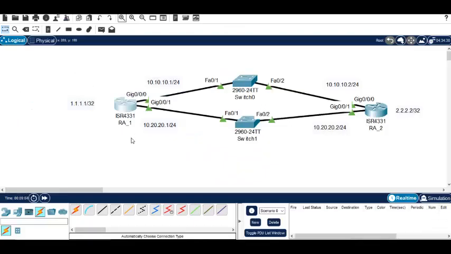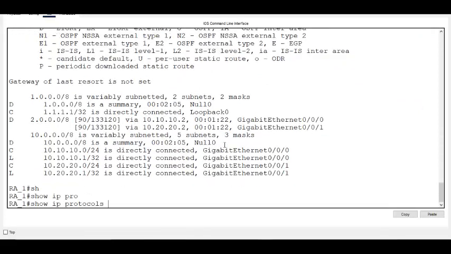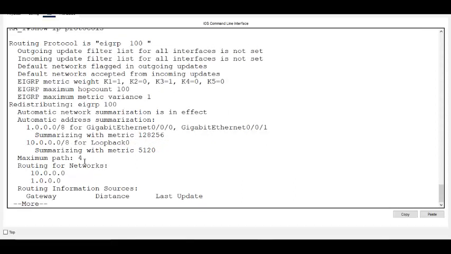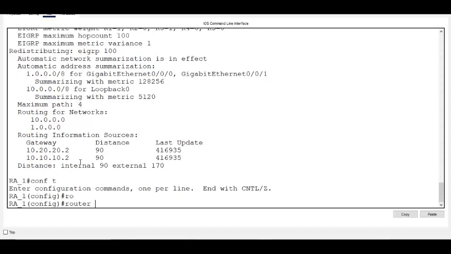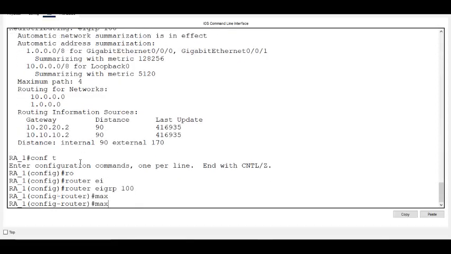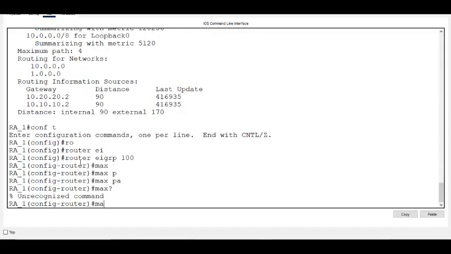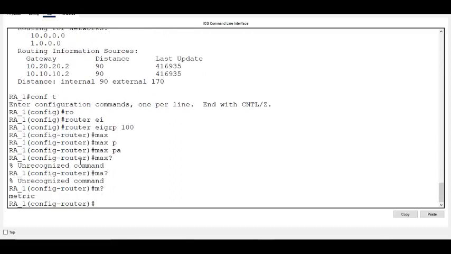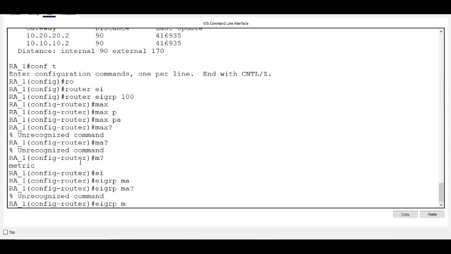Now let's see, show IP protocol. You can see here max path is 4. Router EIGRP 100, you see max path. The command is max path. No, this is a simulated version, I don't support. Sorry. The command is, I'm very sure it's max path, okay?